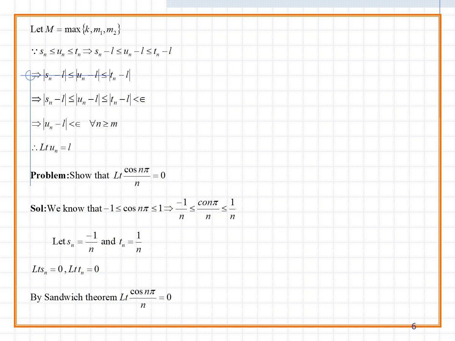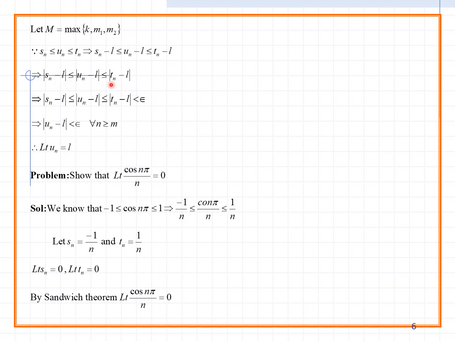So let us see this. Let m equal the maximum of k, m1, m2. Since Sn is less than or equal to Un, which is less than or equal to Tn, already this is condition 1. I can apply the minus L: Sn minus L is less than or equal to Un minus L, which is less than or equal to Tn minus L. After that I can apply the modulus: modulus Sn minus L is less than or equal to modulus Un minus L, which is less than or equal to modulus Tn minus L.